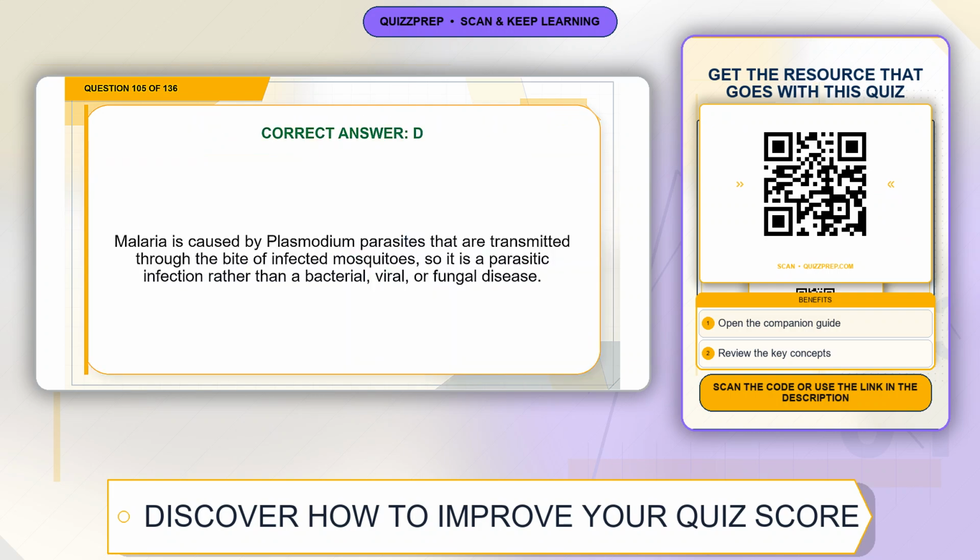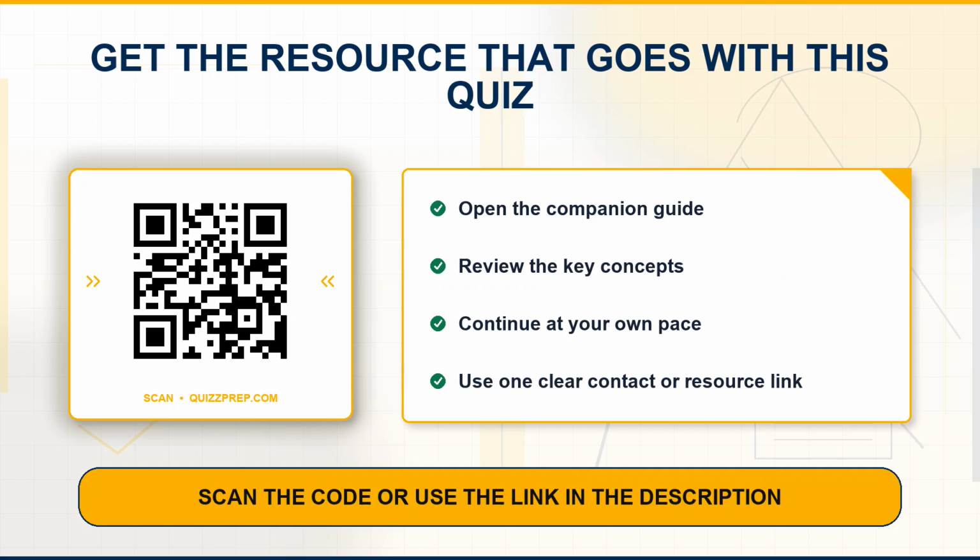Explanation. Malaria is caused by Plasmodium parasites that are transmitted through the bite of infected mosquitoes, so it is a parasitic infection rather than a bacterial, viral, or fungal disease.